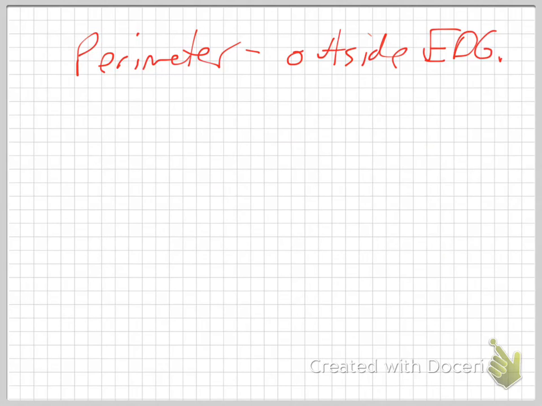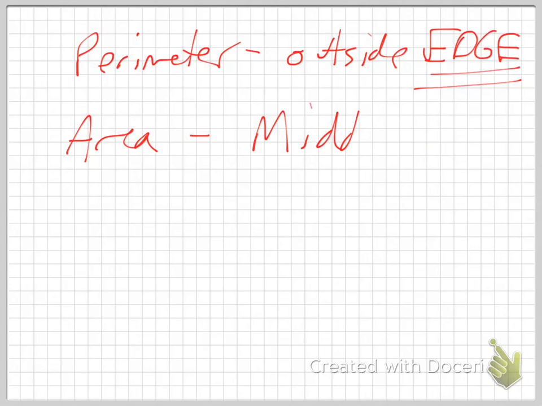So, the perimeter, outside edge, right? Area is the middle. Think of the carpet. Does that make sense? That's what area is. And how do you find the perimeter? What's one way?